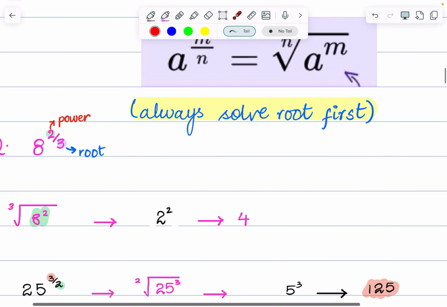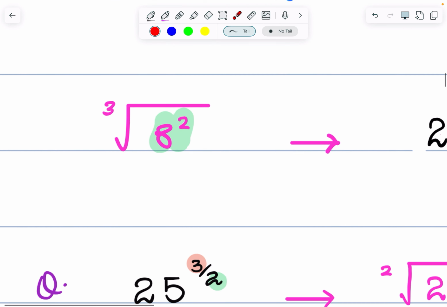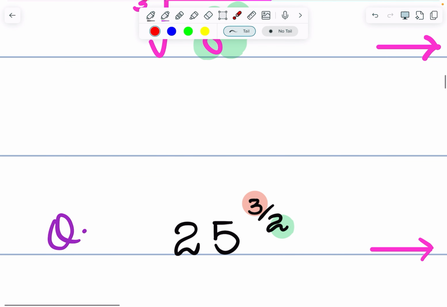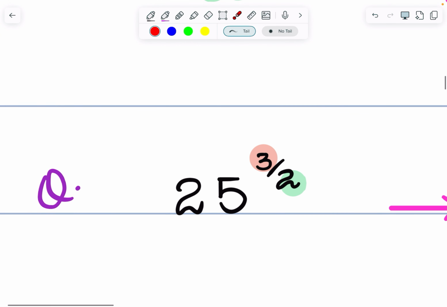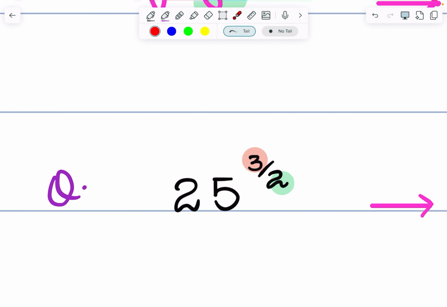Okay. Why don't you try? I think you've already seen the working, but you can still try this one out and see what answer you get. It's 25 raised to the power 3 over 2. Okay, that's good. Go ahead, try it out, and then I'll display the answer. Yes, our denominator becomes our root, correct. And your numerator becomes your power. Absolutely right.